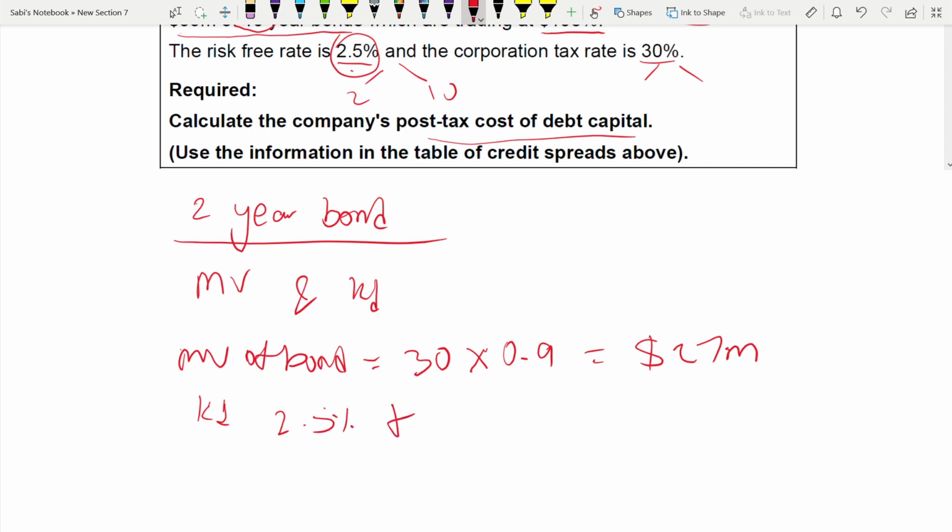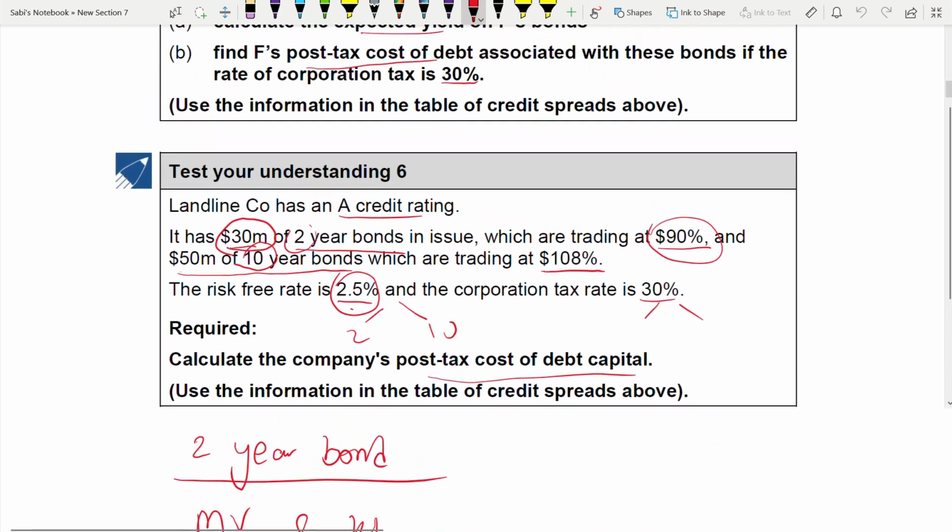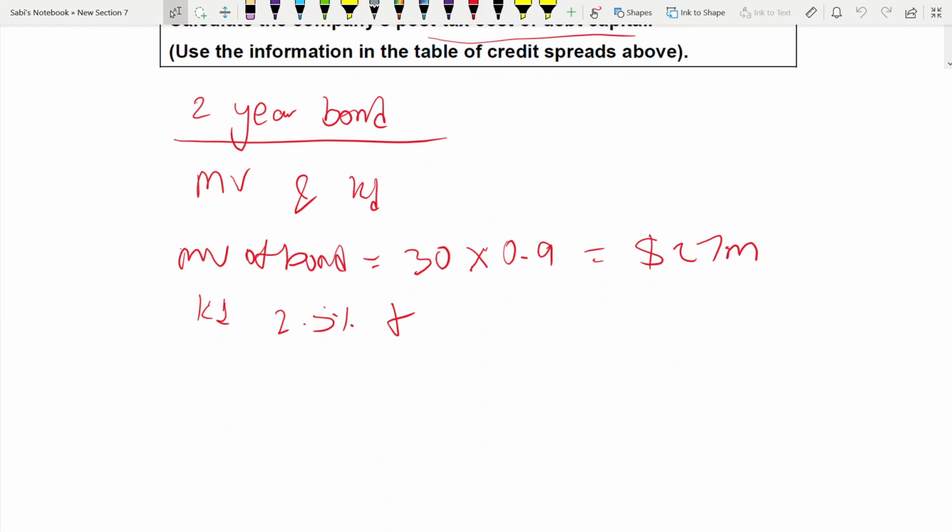What is the spread? If you go from the table, please make sure you have the table. What do you have to use? For 2 years, what is the rating? A. You will have it in the table. It will be 50 credit spread.